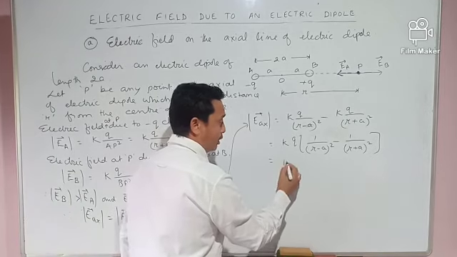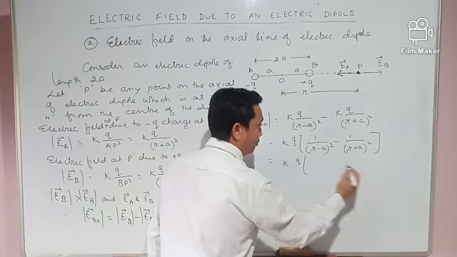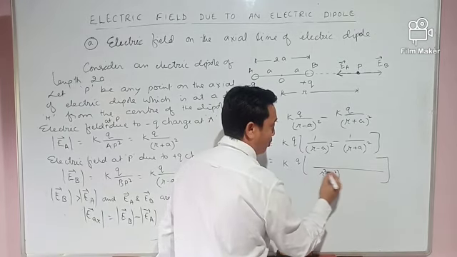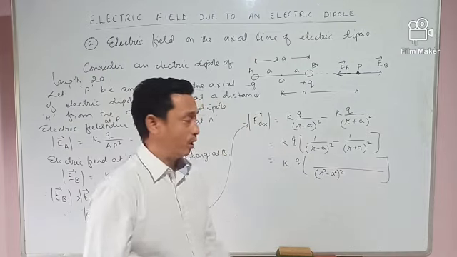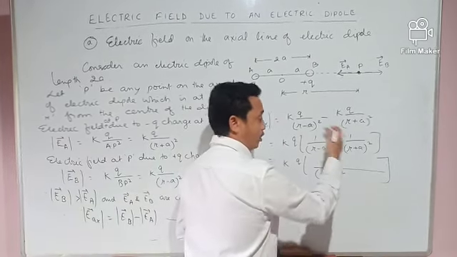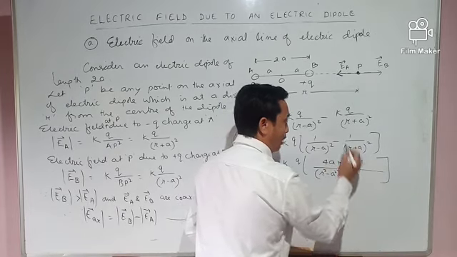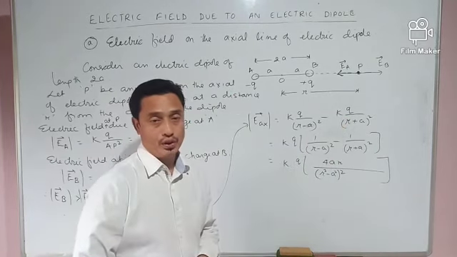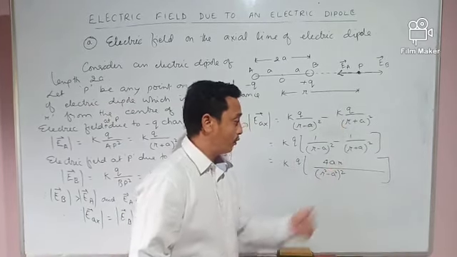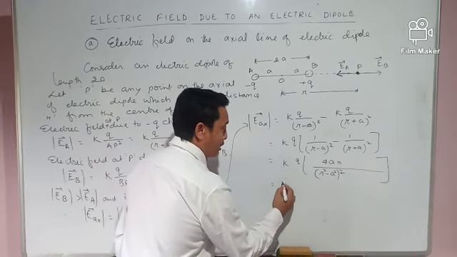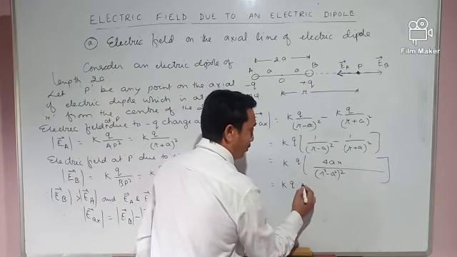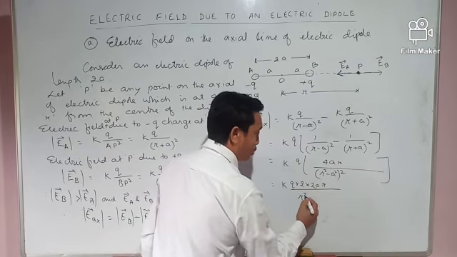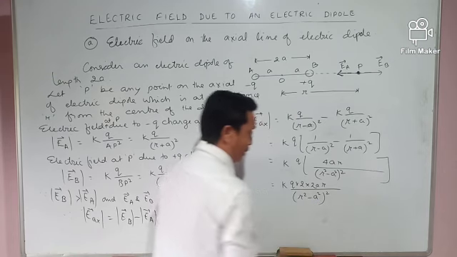Now this further can be written as KQ. Here, if I take the LCM of this, then (R minus A) whole square and (R plus A) whole square give (R square minus A square) whole square, and the numerator becomes 4AR after the simplification. So this further can be written as KQ, and 4AR I will write as 2 into 2AR, divided by (R square minus A square) whole square.